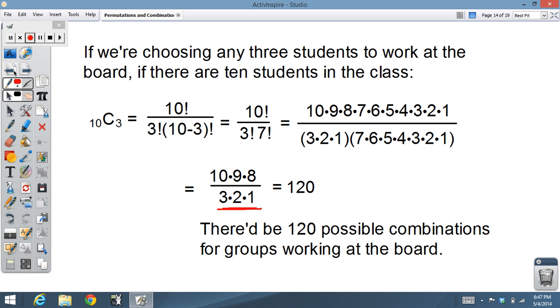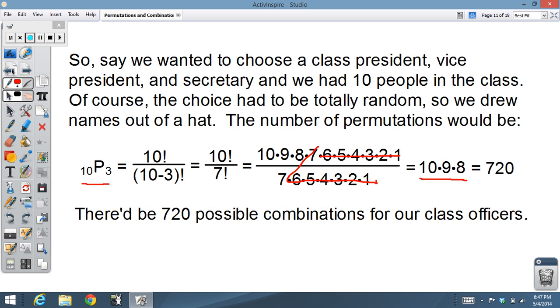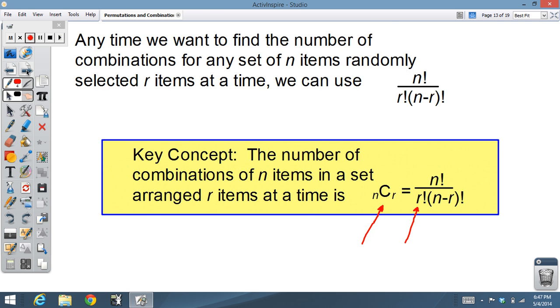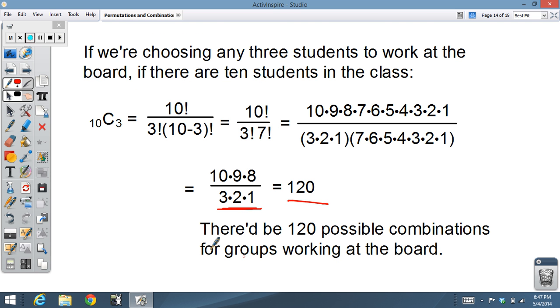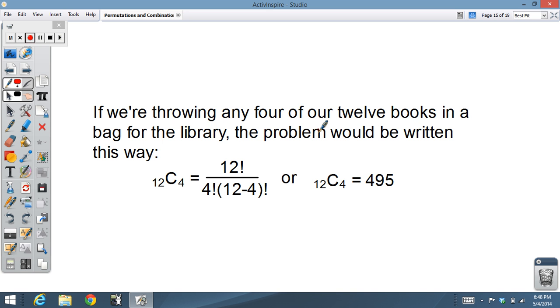So when we were choosing class officers, we used the 10P3 formula, going back here, and we found 720 possible permutations when the order mattered. When the order didn't matter, we ended up with 120, okay, using the combinations formula. All right, getting close now. We're throwing 4 of our 12 books in a bag for the library. We're using the combination formula now. Here's our extra r factorial, and instead of our 11,000 that we had before, we end up with 495.